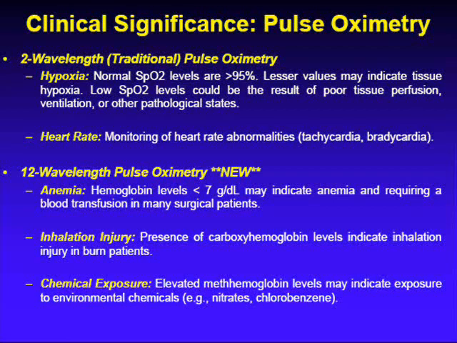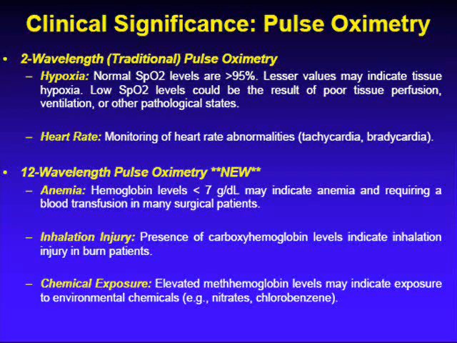With newer 12 wavelength pulse oximetry, which was actually recently approved last year by the FDA for use, you can now monitor in real time and non-invasively hemoglobin levels. And this is important in terms of determining if a patient's anemic and if they require blood transfusions. This is very useful in surgical patients where a hemoglobin level of less than 7 grams per deciliter could indicate the need for blood transfusion. This could be due to a variety of reasons, including hemorrhaging.